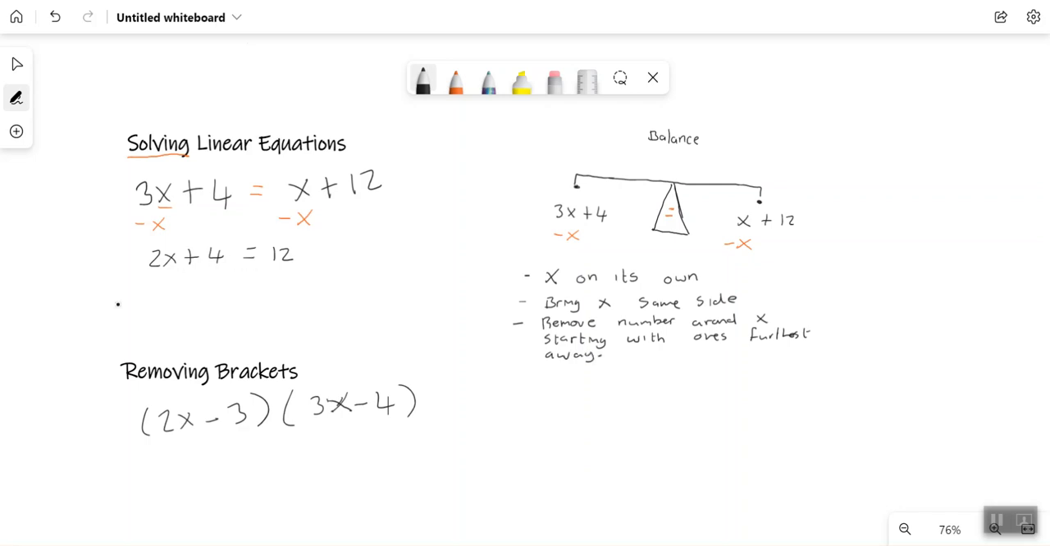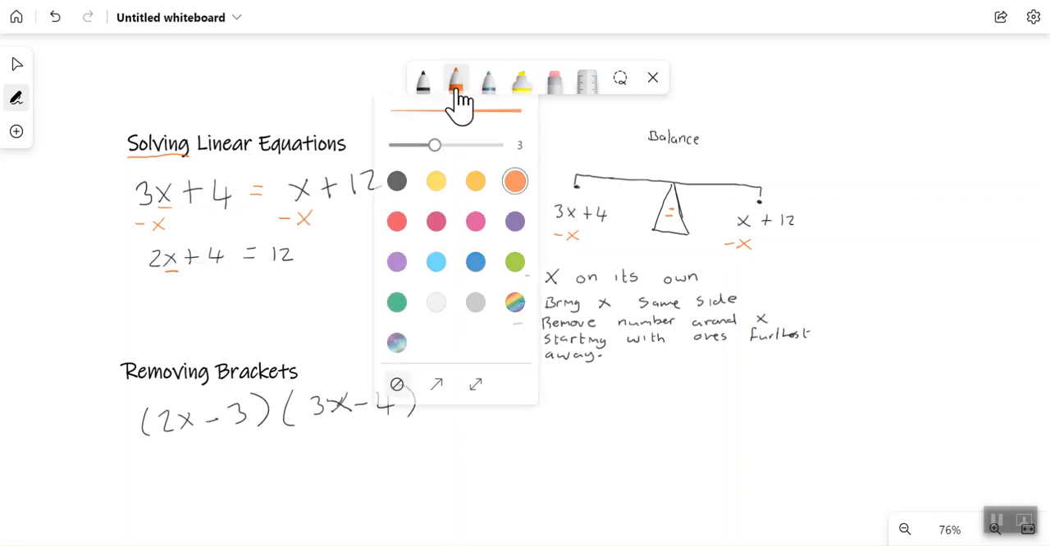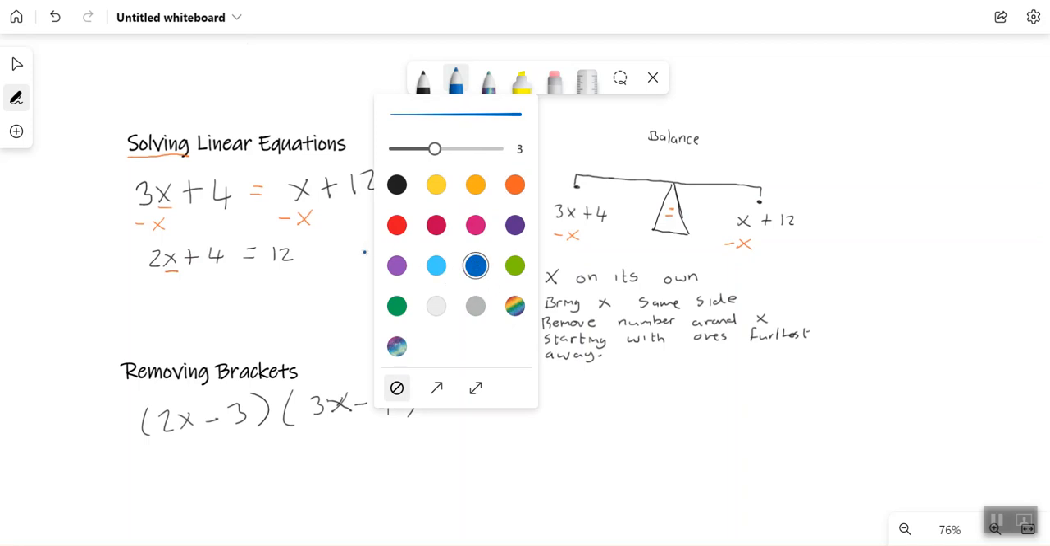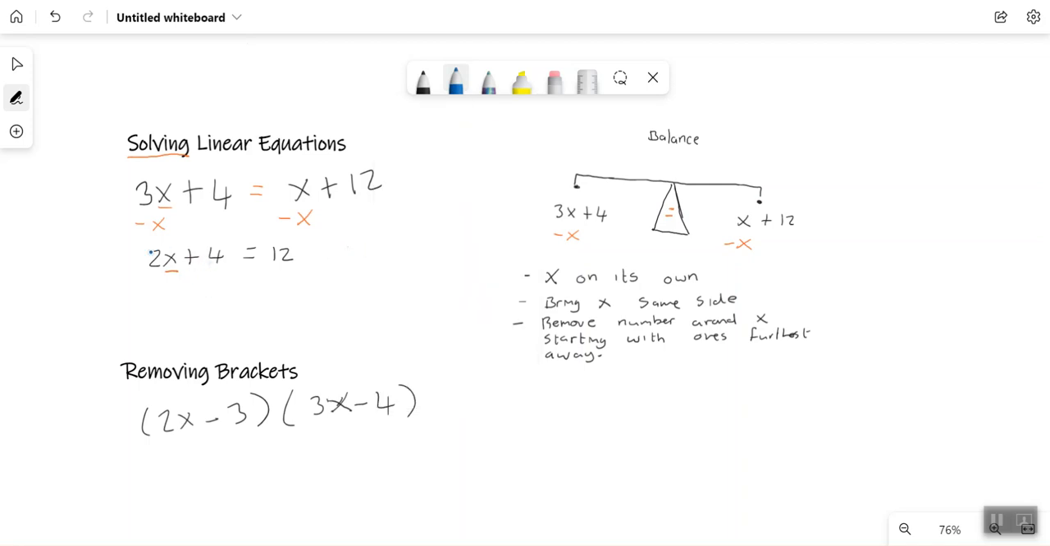Okay, so what does that mean? So we have this x here that we're trying to get on its own. The numbers that we have around it, we have this 2x, which is the closest to it, and then we have this plus 4 as well. So what we want to do is start trying to get rid of the 4 from around here and then get rid of the 2.